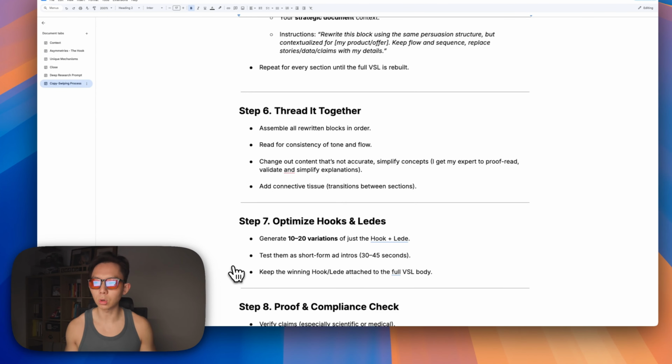Now you want to optimize the hooks and leads. We previously talked about this. This is where you generate 10 to 20 variations of the hook or lead, test them as short form ads, intros, and keep the winning hook/lead attached to the full VSL body.